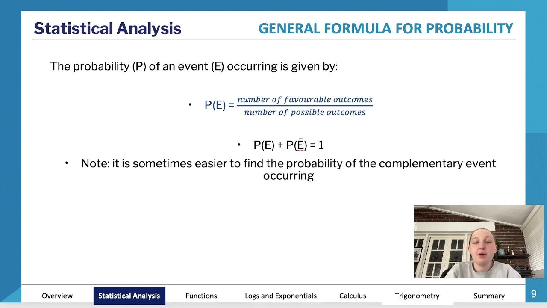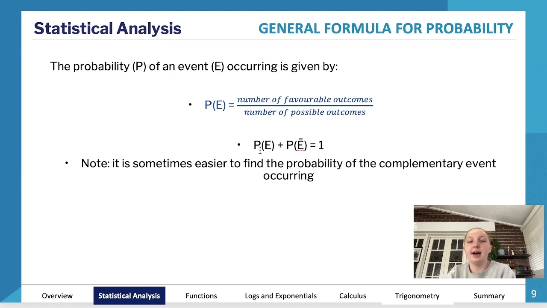If we're looking at the probability that we roll a 1, our P of E is 1 on 6 because there's one favourable outcome of 6 possible outcomes. And then the probability of not rolling a 1 is 5 on 6, because any other number we roll other than 1 is going to be favourable, over 6 possible outcomes.